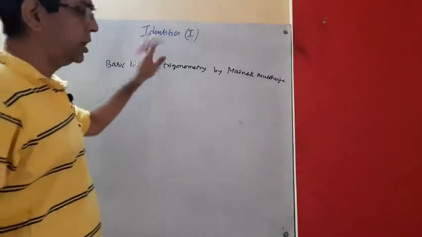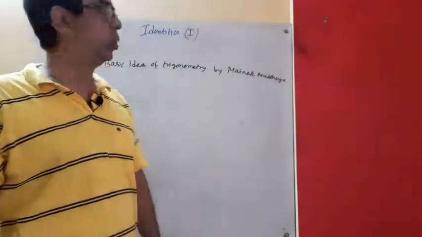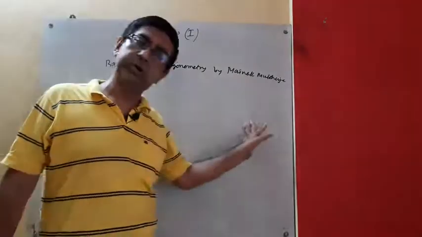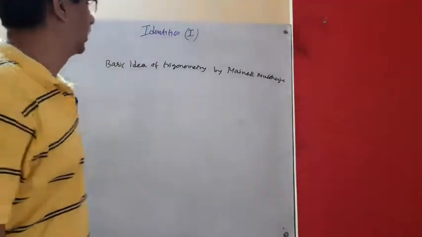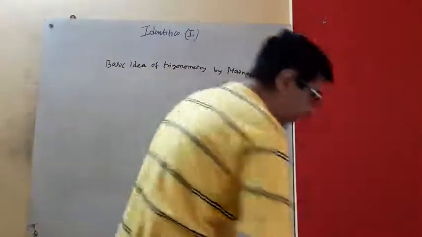Okay, this is the typical application of formula. So you should watch the video "Basic Idea of Trigonometry" by Moinak Mukherjee. Then you come to this one. In identities there are some proofs given, and you have to prove them. This is a very easy one.